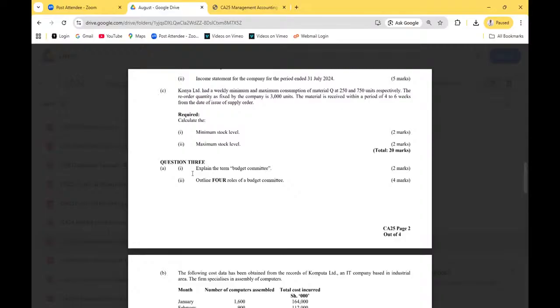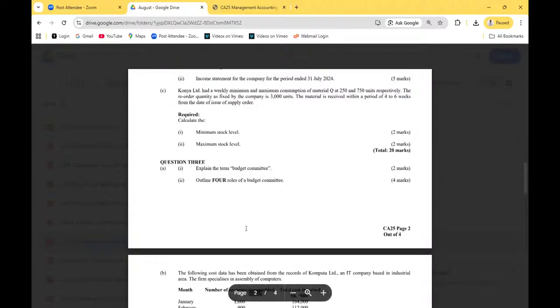So the roles of the budget committee: coordinating budget preparation, setting budget guidelines, reviewing budget proposals, right? Approving the budget, monitoring budget and implementation, managing budget adjustments. Remember the budget committee in the National Assembly, they look at it, they say, okay, this was a proposal, but we are going to drop it. This one here, we are going to implement and even give it more allocation and all that.